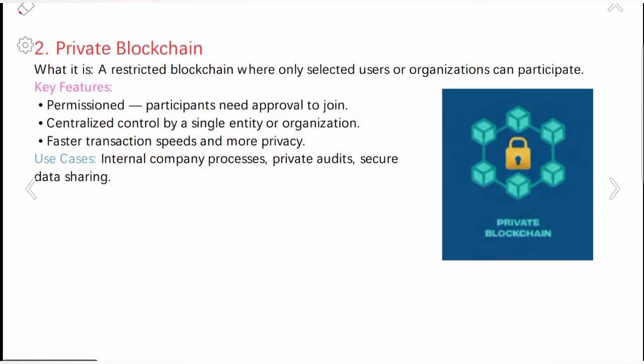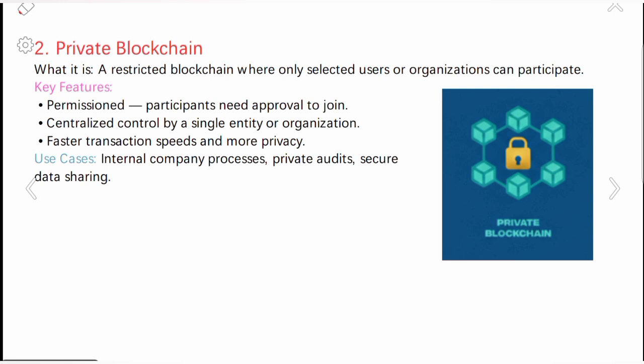Next one is the private blockchain. A private blockchain is a restricted blockchain where only selected people or organizations can participate in the network. So this is the opposite of the public blockchain. In the public blockchain, everything is open and transparent, whereas in the private blockchain, it is limited access. That means it is a closed network. It has limited access to the people. That means it is restricted or open to some users only.